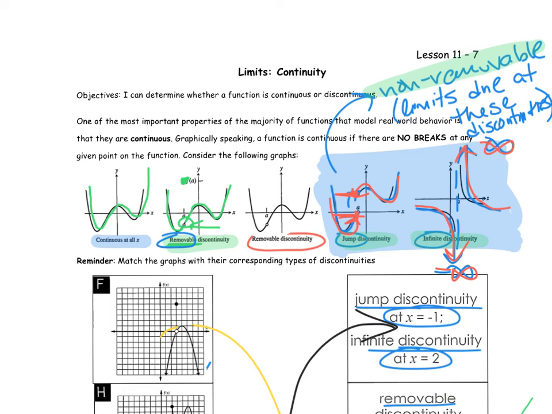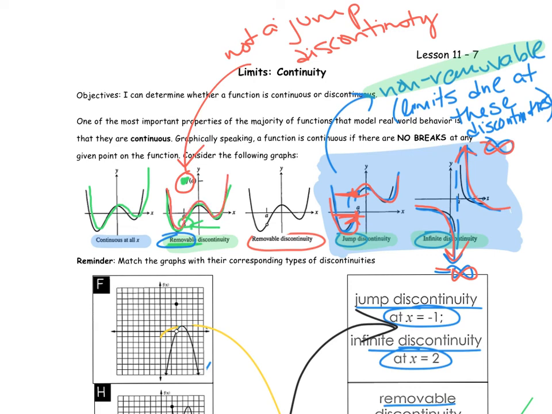All right. And then really quick, I do just want to point out again here that this was not a jump discontinuity. It's just removable because the function is in the same spot to the left and the right. So the function is still continuing in the same spot from the left and the right. There is just a hole that is here.